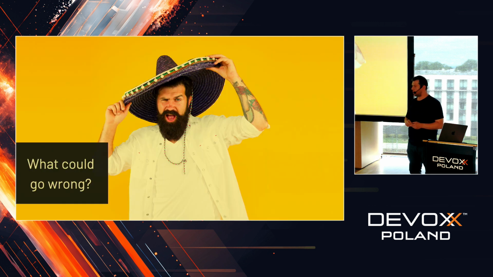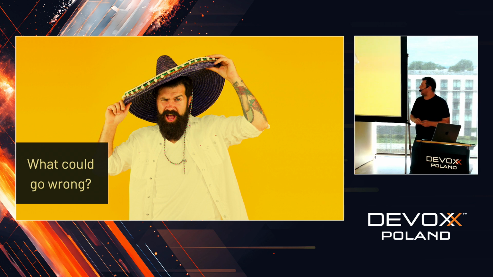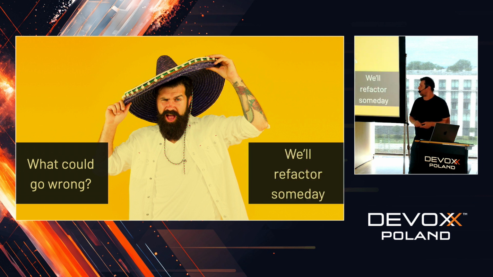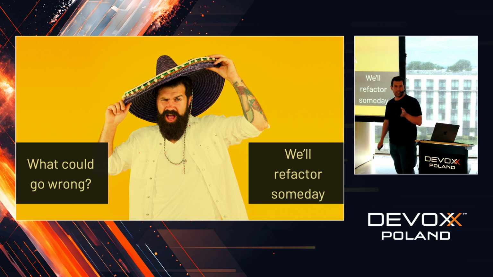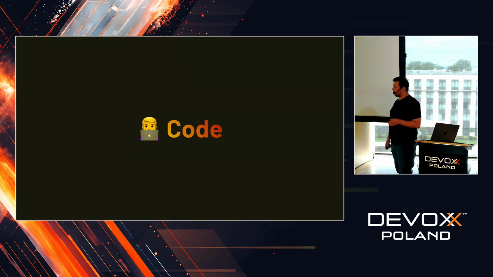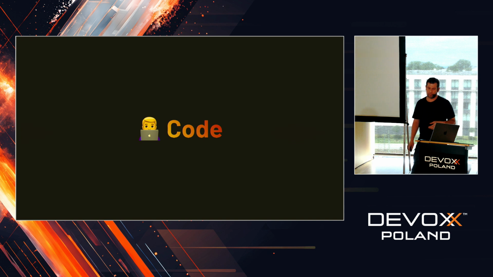And probably you are wondering what could go wrong. What could go wrong here? They needed to deliver fast to the market and decided, so maybe we will refactor someday. But you need to remember that there is no such day as someday, right? So let's take a look at the code.